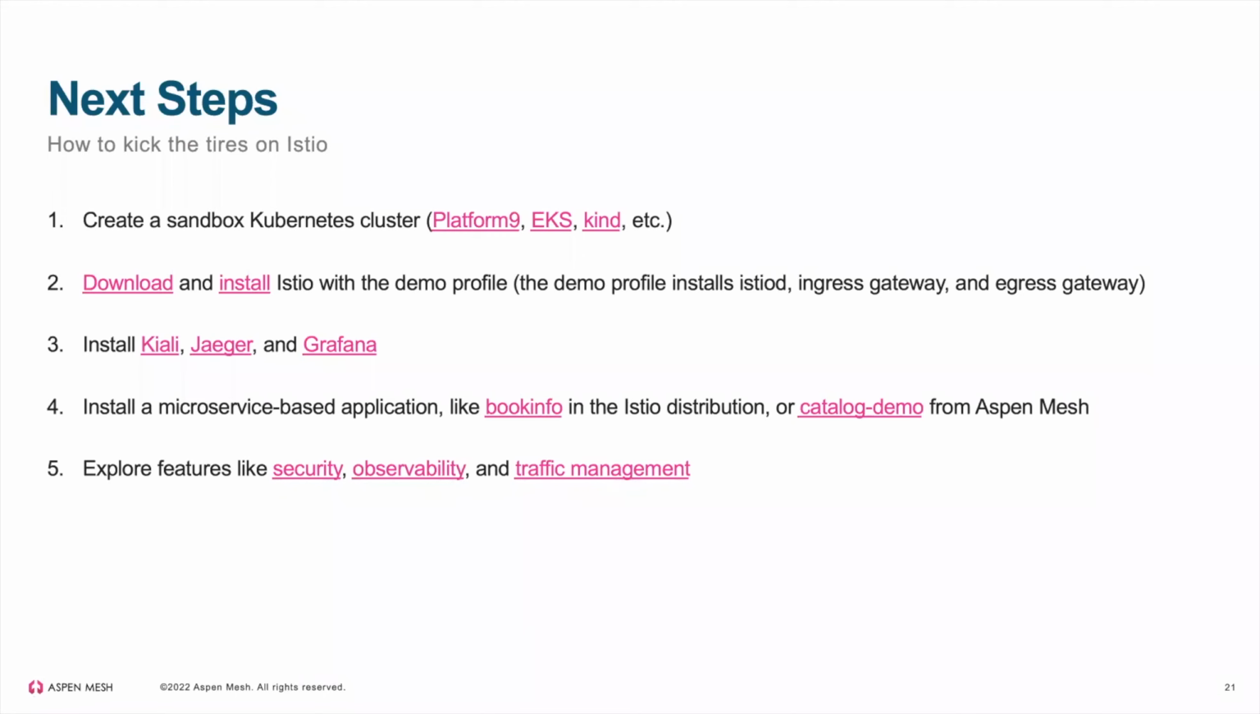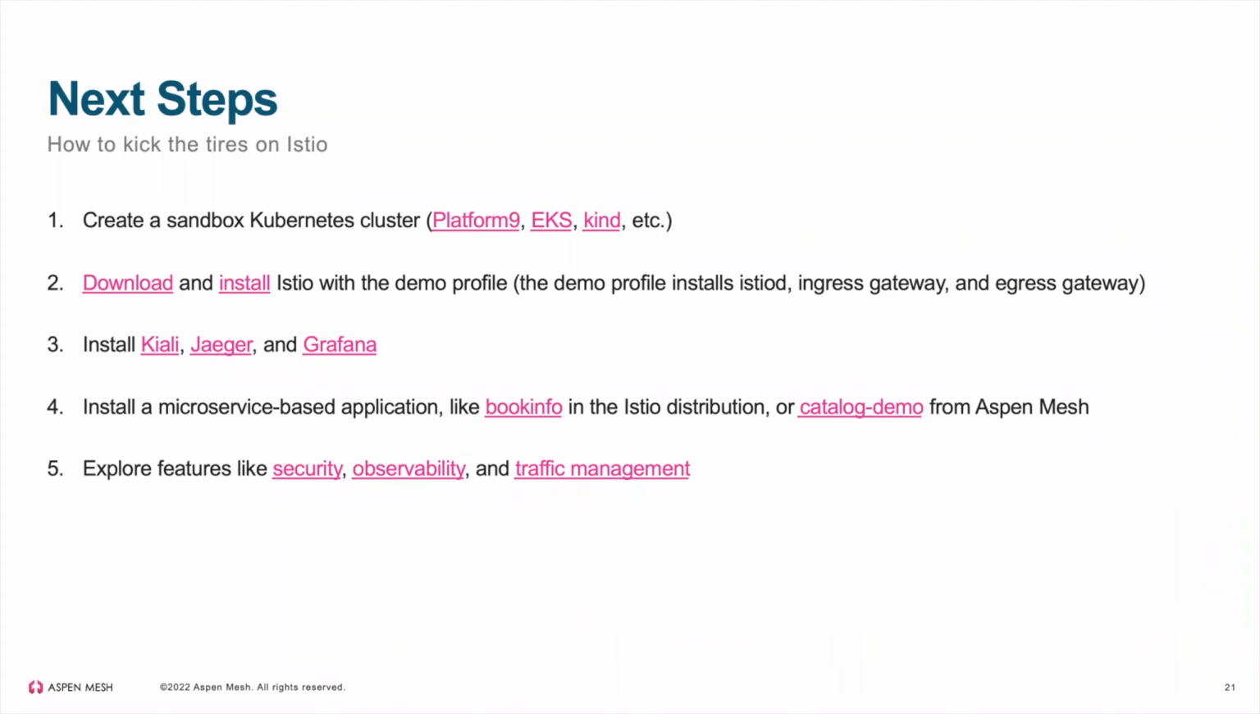There's a bunch of microservice-based applications to demonstrate a lot of the features in Istio. So Bookinfo is actually shipped in the Istio distribution. We have one called Catalog Demo, which is a set of microservices as well that you can download and install. And these are all links, and I'm sure we'll send out the slides. These are all links to different sections of documentation on the Istio website.